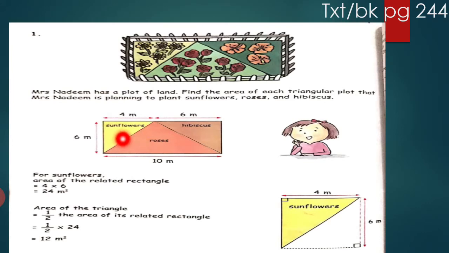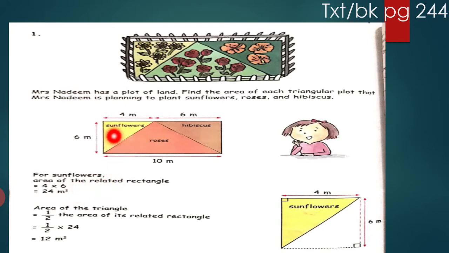Okay, students, we have read in our previous lecture that the area of a triangle is half of the area of its related rectangle. So if we take this rectangular area, as you can see, 4 meter is the breadth and 6 meter is the length. In order to find the area of the related rectangle, you have to multiply both. 4 multiplied by 6, you will get the area of the rectangle equals 24 meter squares.